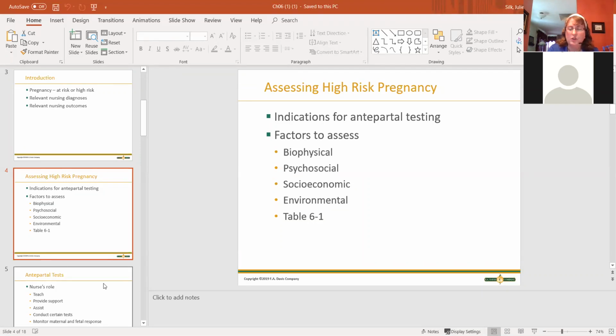We're also going to look at socioeconomic factors. So we're going to assess things like access to prenatal care, because there's a ton of people out there who don't even do any prenatal care, which is not good. You want to look at their age, their parity, their marital status, their income, and their ethnicity. And then the last thing we look at is environmental. Do they have any exposure to chemicals or radiation or pollutants? Because that could affect their pregnancy big time.